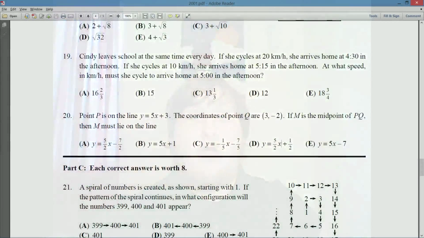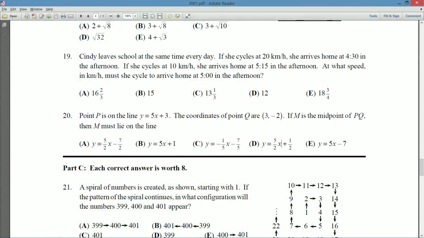We're up to question number 20, which is the last question in part B, and the last question to be worth 6 marks. So we're going to do question 20 in this video, and then in the next video we're going to start question 21, and that's in part C, where the questions are harder, but they're worth more marks, specifically 8 marks in total. Okay? So, on with question number 20.